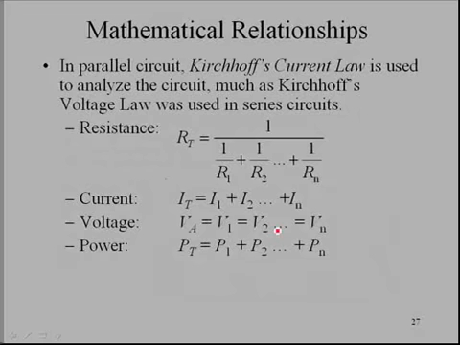And then we have some formulas, mathematical relationships. In parallel circuits, Kirchhoff's current law is used to analyze the circuit, much as Kirchhoff's voltage law was used in series circuits. And so here we have the formula for parallel resistance. We'll be applying this in just a couple moments. And then here we have the current relationship. The current will be I1 plus I2 plus I3, etc. The applied voltage will be the same across V1, V2, and on and on. The power dissipation will be the sum of the power dropped across all components.